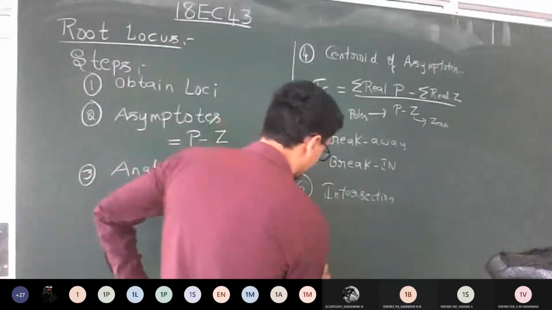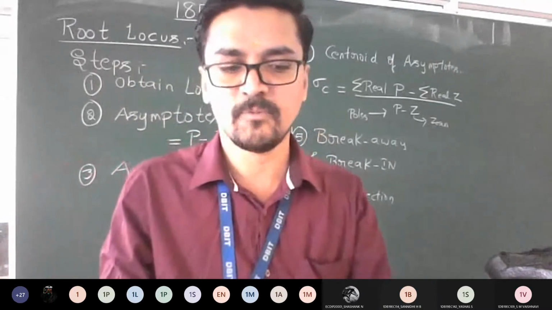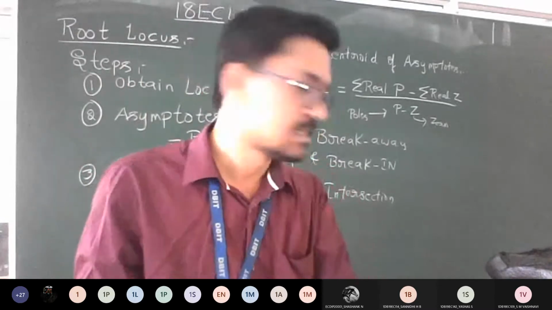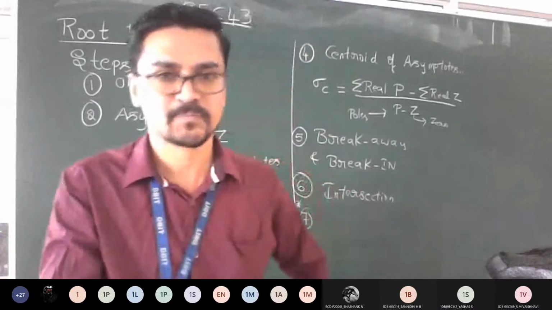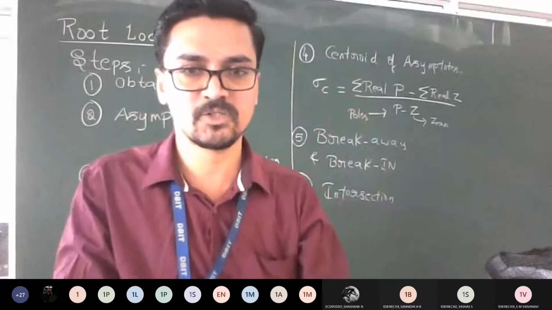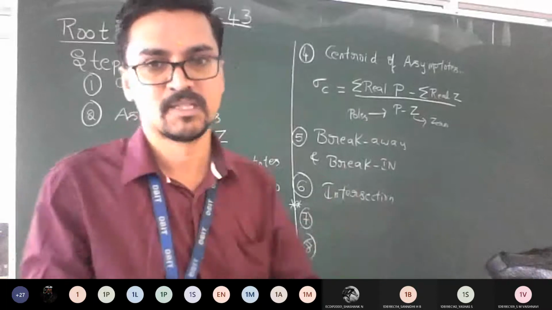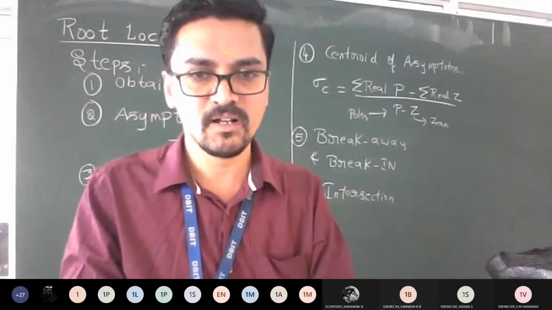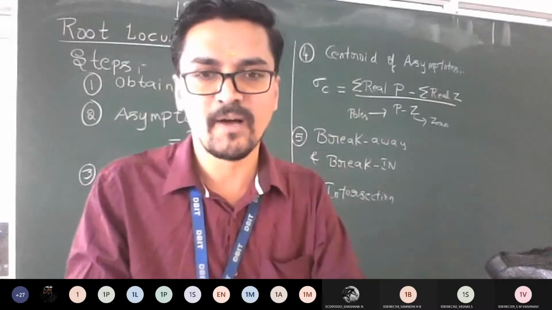So after this, step number 8. Step number 8 tells you to combine step 1 to step 7 and draw the final sketch. Step 7 is applicable only if there are complex poles and zeros. If not, it is not there. So in general, we need to combine step 1 to step 6 and draw the final sketch.